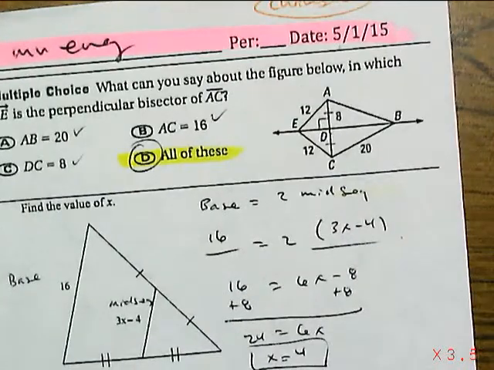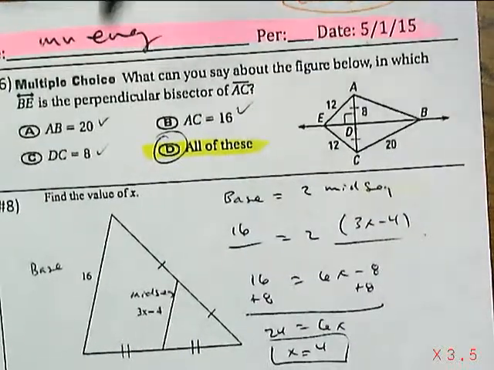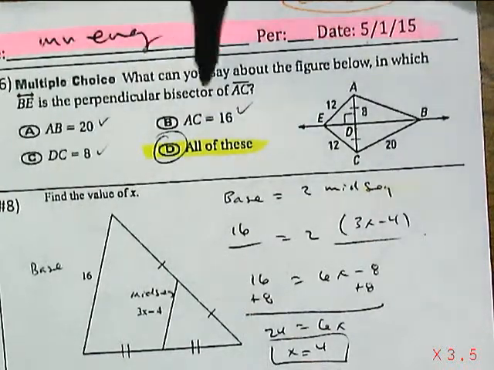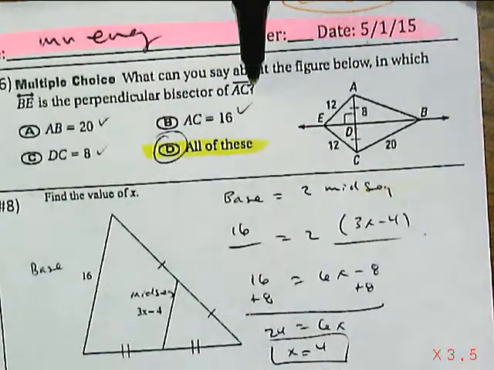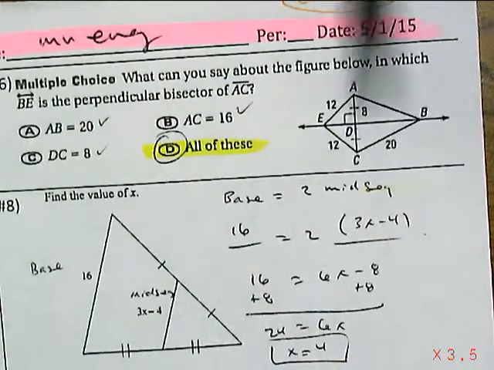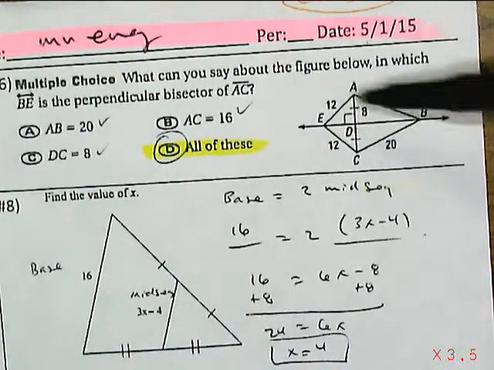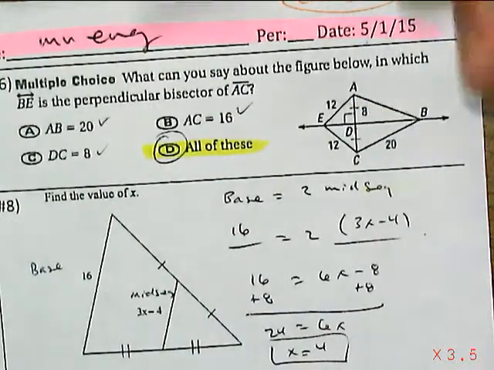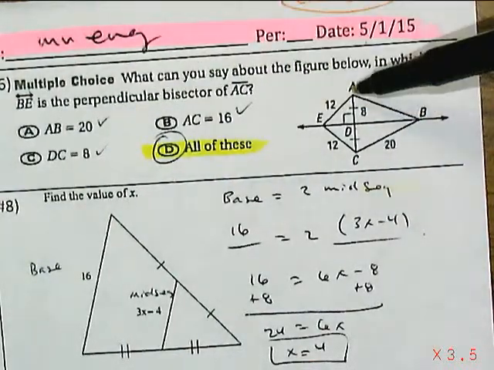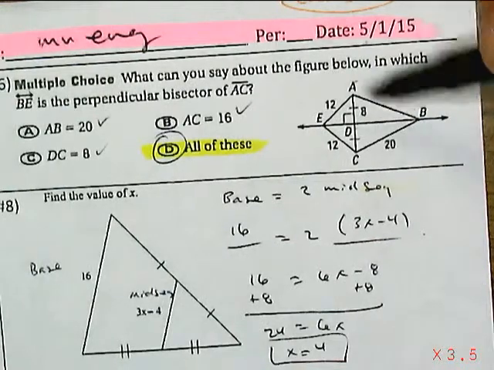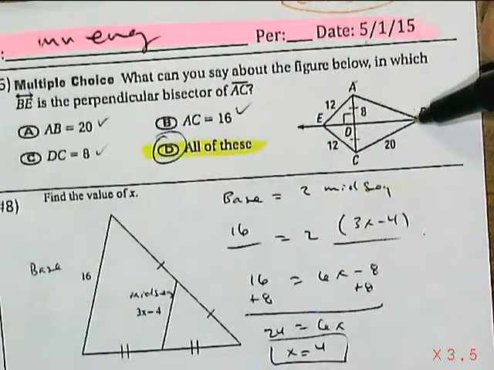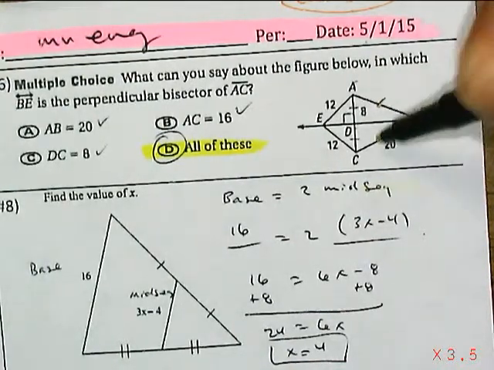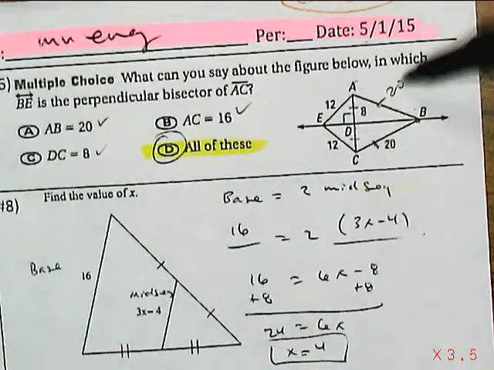Question number 6. What can you say about the figure below in which BE is the perpendicular bisector of AC? So BE, here it is. That's the perpendicular bisector. You can see it also because it's perpendicular, and there's the bisector. AB is equal to 20. That's true, because if B is on the perpendicular bisector, it's equidistant. So this would also be 20. That's true.